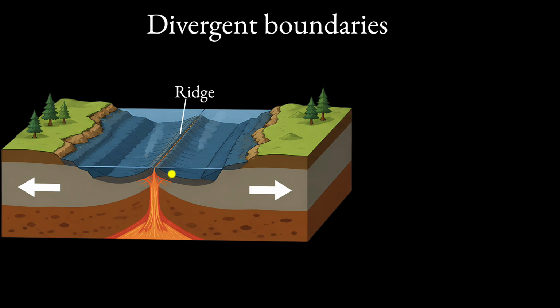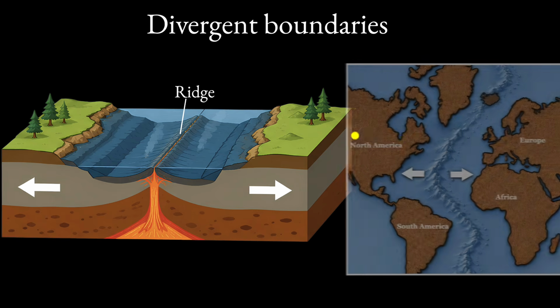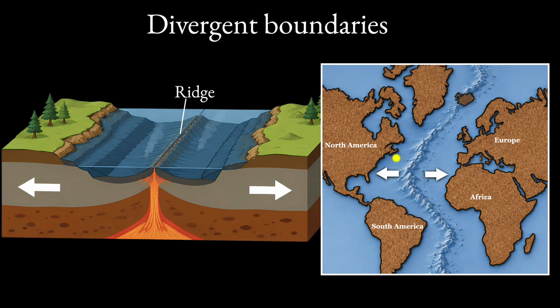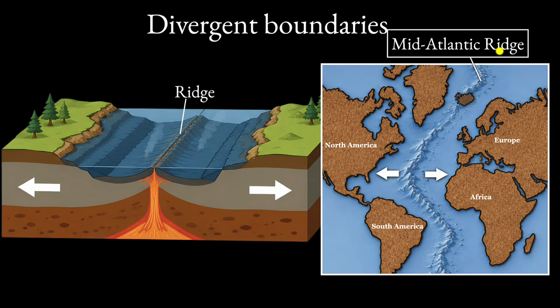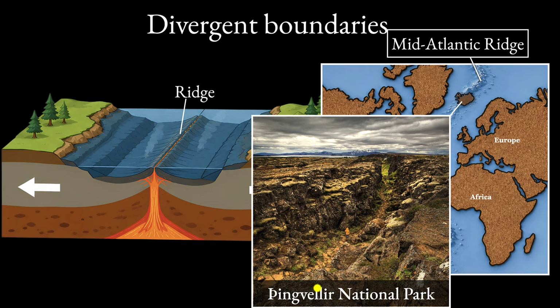So we can expect a lot of magma and volcanoes near the divergent boundaries. A famous example of this is found in the Atlantic Ocean. One half of the Atlantic seafloor is moving this way towards North America. The other half is moving this way towards Europe and Africa, causing a divergent boundary. As a result, we have this massive underwater mountain chain, which we call the Mid-Atlantic Ridge. And that passes through Iceland. So if you go there, in the Thingvellir National Park, you can actually walk over pieces of earth that are moving away from each other, which is pretty awesome.